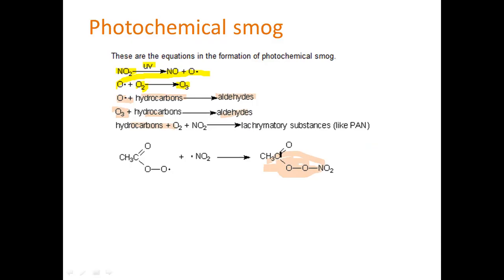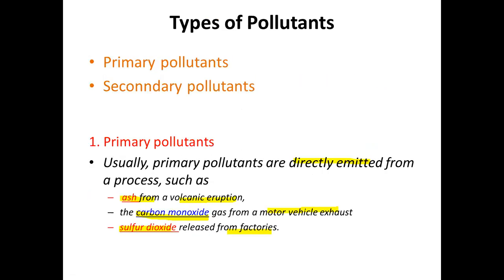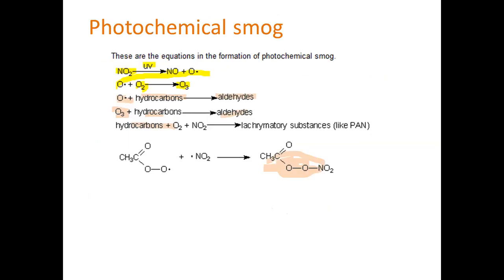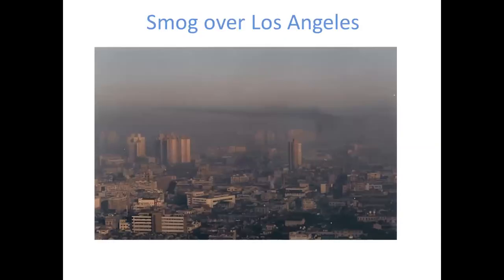So now we are talking about types of pollution, primary pollutants and secondary pollutants. As a second example, the secondary pollutants are ground level ozone, peroxyacetyl nitrate, photochemical smoke, and the nitric oxides.